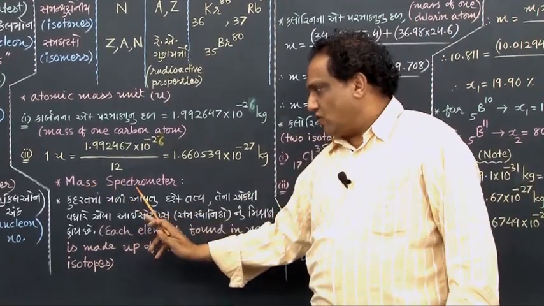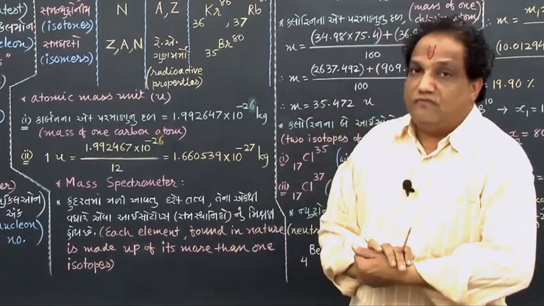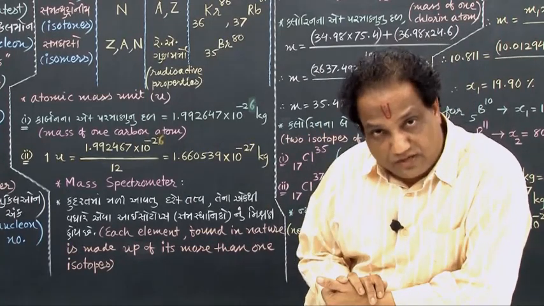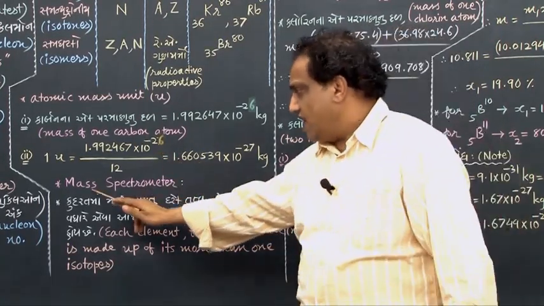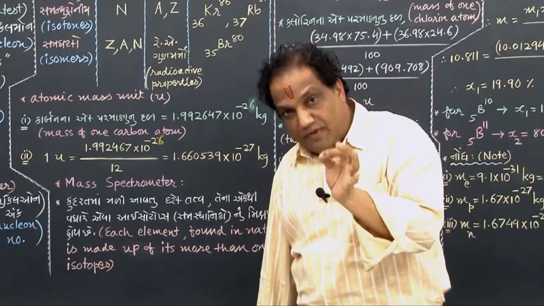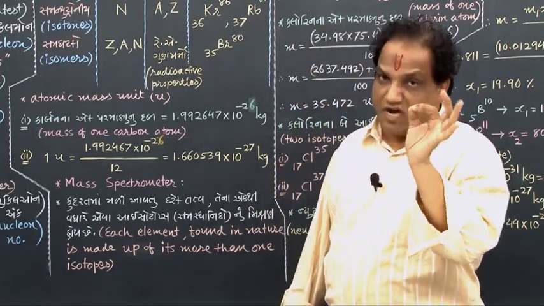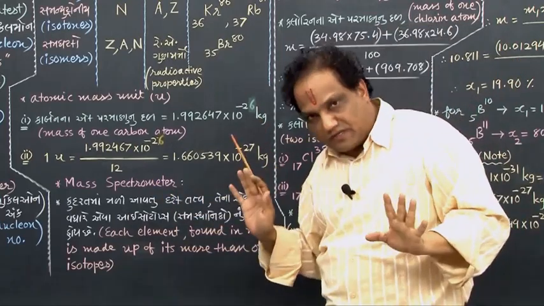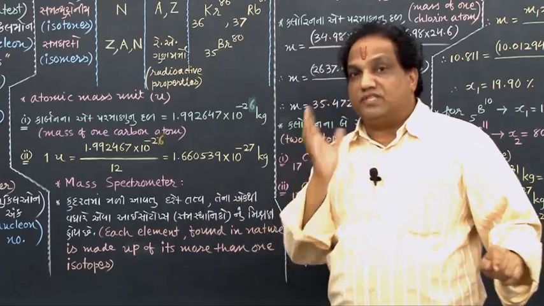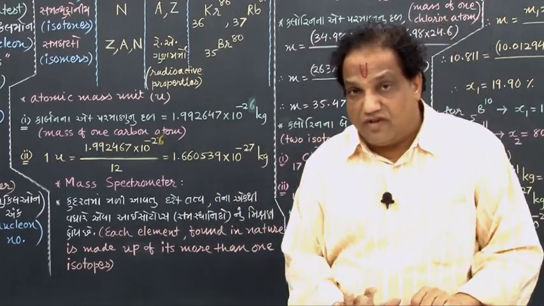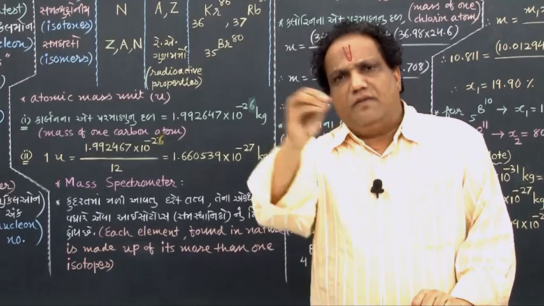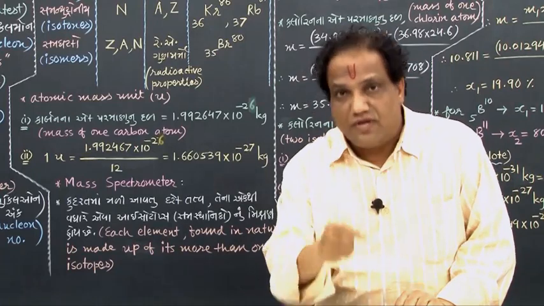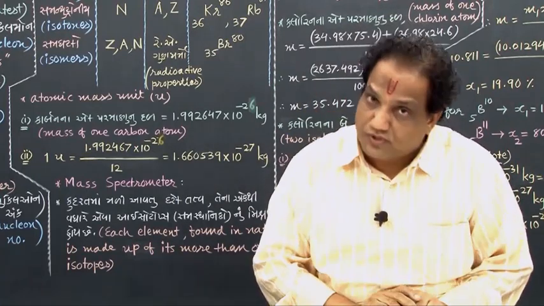What about the mass spectrometer? We have one very good device in the laboratory called the mass spectrometer. Using this device, we can determine the mass of atoms of different elements. Now using this device, when we measure masses, you know what fact we have come to know? Every element found in nature is found to be composed of more than one isotope.